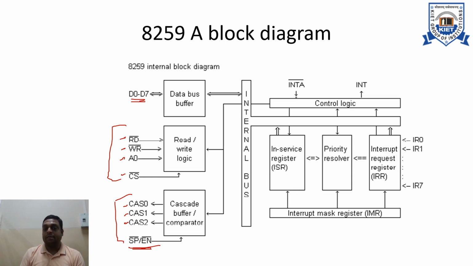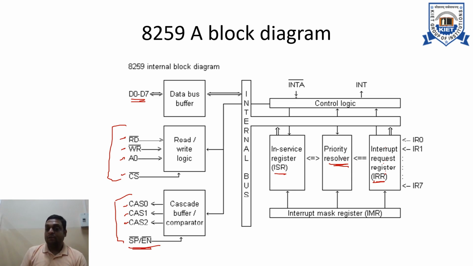All these blocks are connected with the internal bus, and the internal bus is further connected with IRR, that means interrupt request register. All the interrupt devices are connected with the interrupt request register. Then the interrupt request register is connected with the priority resolver to resolve the priority, and then the priority resolver is connected with ISR, that means in service register. The in service register has the data of the interrupt which is currently being processed.